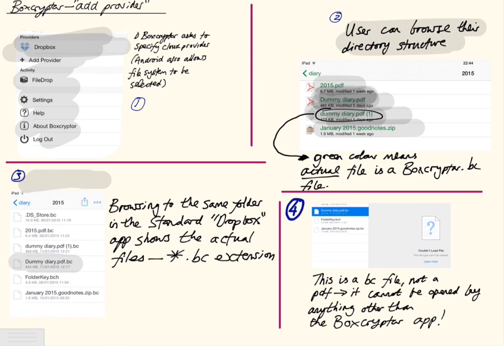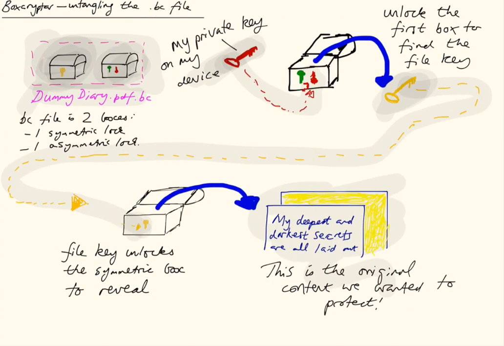So what that means is that if I'm somebody peering inside Dropbox, and I want to look at this document, dummydiary.pdf.bc, this is not a PDF file. This is a Boxcryptor file, and it's completely unintelligible to any other application other than Boxcryptor. So unless I'm viewing this through a Boxcryptor interface, an application either on iOS, or Boxcryptor for Windows or Mac or whatever, I'm not going to be able to view the actual unencrypted contents of this file. So that's really how the interface looks.